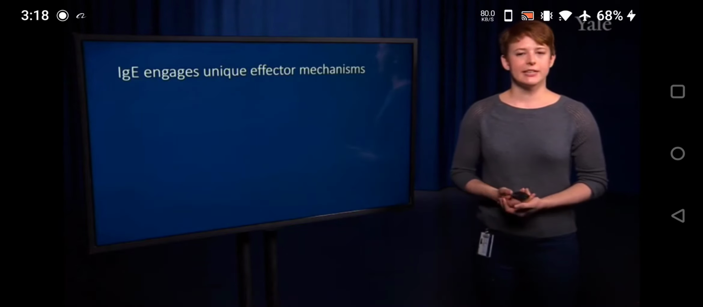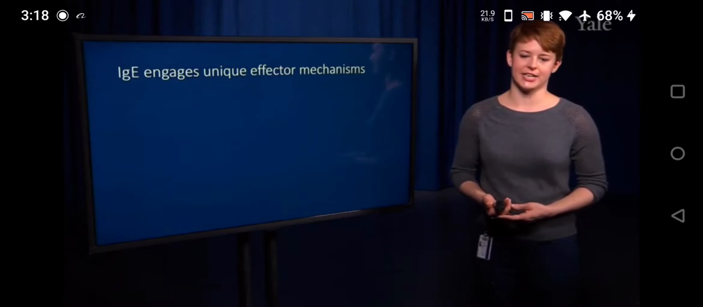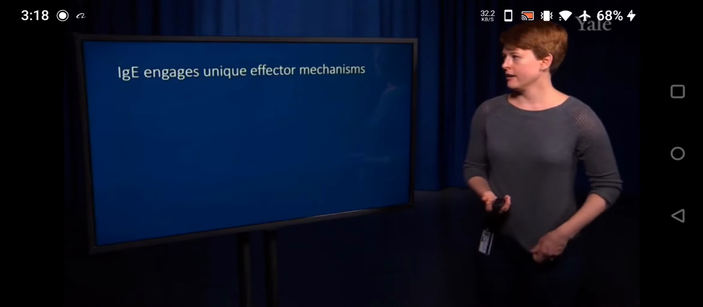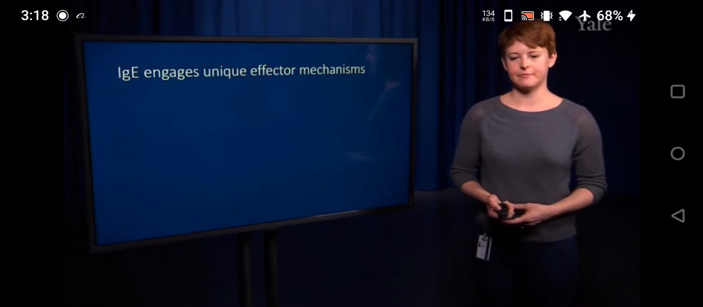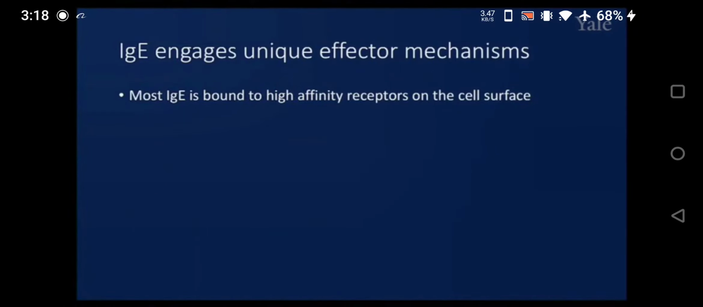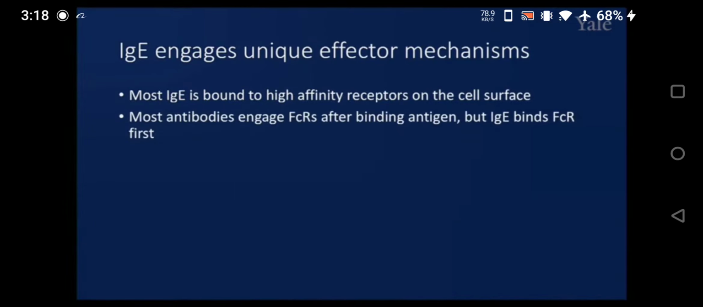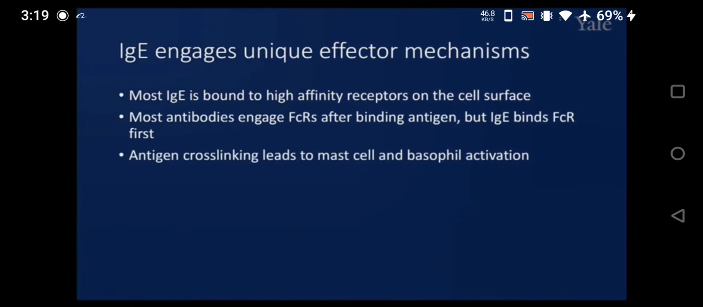So now we're going to shift towards discussing a bit more about IgE-mediated allergic disease. So, IgE engages unique effector mechanisms when it binds to the Fc receptor. So, as I mentioned before, IgE binds to the very high affinity Fc epsilon receptor on the cell surface. So most antibodies that we've talked about throughout the course engage Fc receptors after binding to their antigens. But IgE is different. It actually binds to the Fc receptors first. It's then the cross-linking of these receptors by an antigen that leads to mast cell and basophil activation and degranulation.